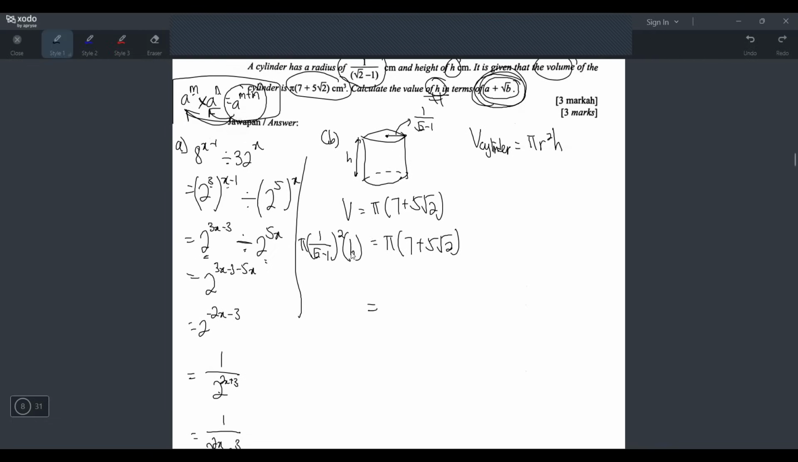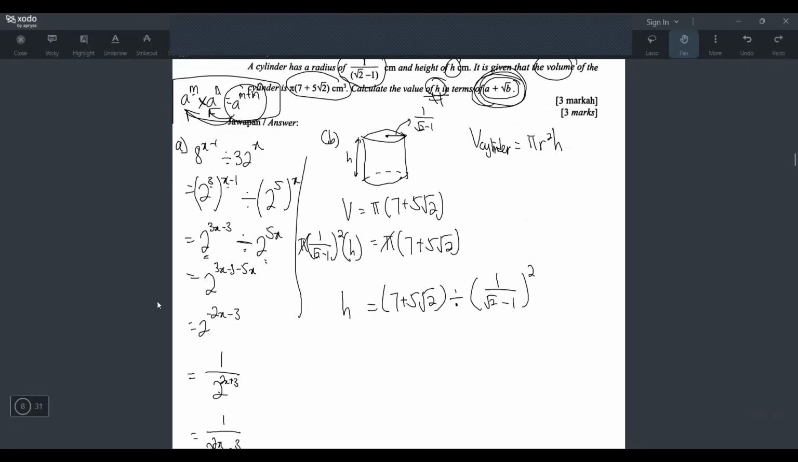So first thing first, they want to find h, right? It means I want h to be single, right? I want h to be single. So what I will do now, I will leave the h here, and then this pi I will move it there. So now it becomes what? It becomes pi divided by pi. So can cancel. So you are left with 7 plus 5 square root 2. Okay. This whole thing divided by 1 over square root 2 minus 1 square, like this.